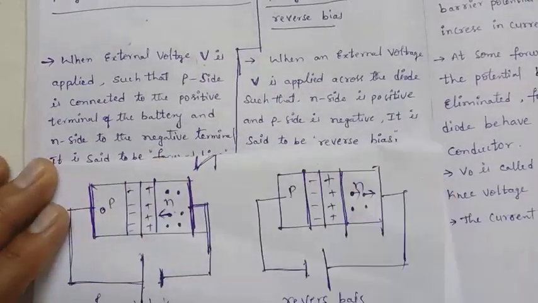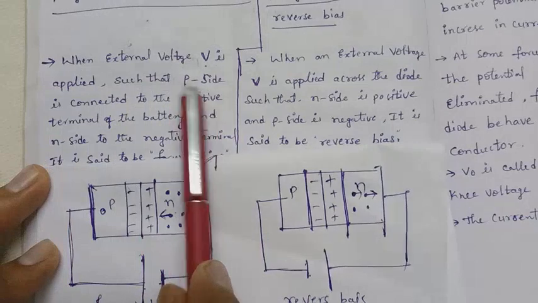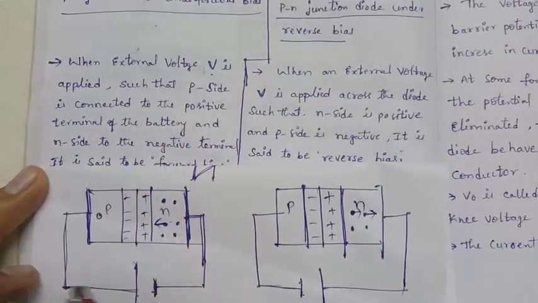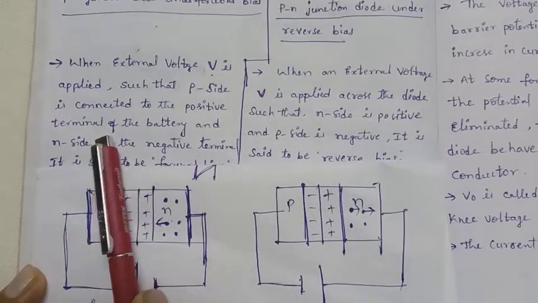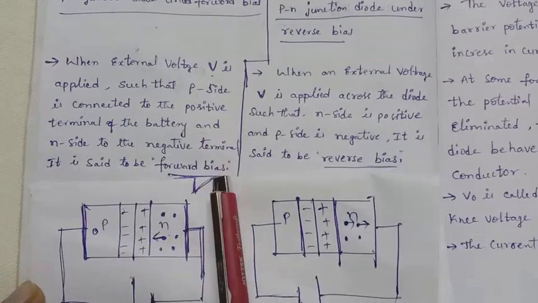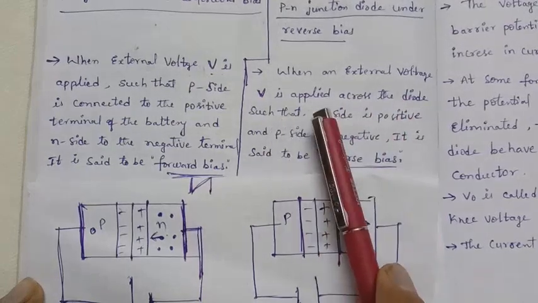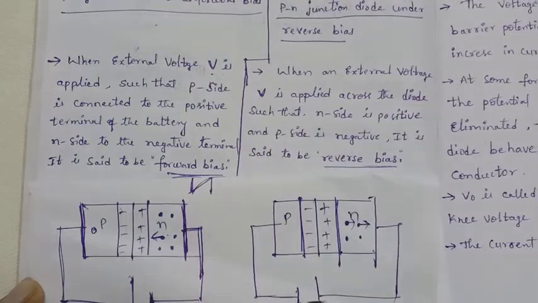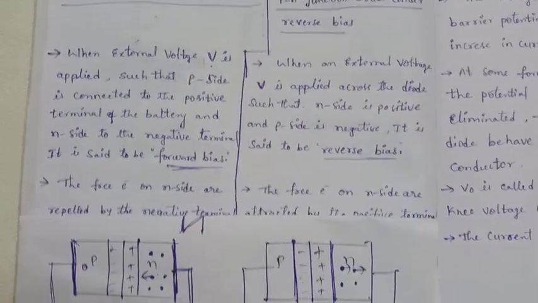So when an external voltage V is applied such that the P side is connected to the positive terminal of the battery, and the N side to the negative terminal, it is said to be forward bias. And similarly here, when an external voltage V is applied across the diode such that the N side is positive and the P side is negative, it is said to be reverse bias.